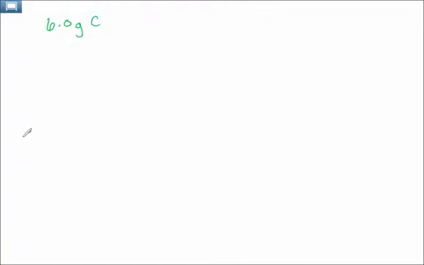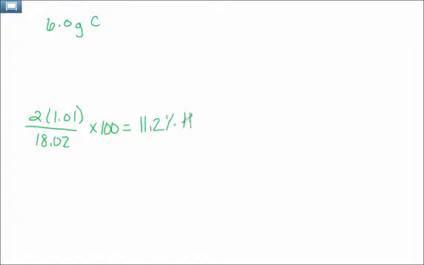Okay. Now to find hydrogen. In water, we have 2 times 1.01 all over 18.02, which is the molar mass of water. That's one we'll probably use a lot. You'll start to remember 18.02. So what percent of water is hydrogen? 11.2. So 11.2% hydrogen.